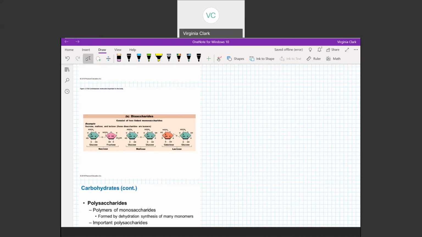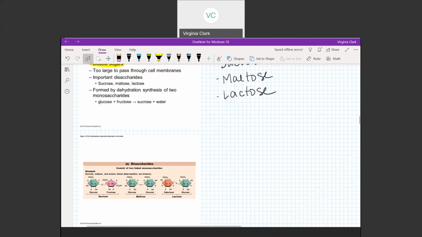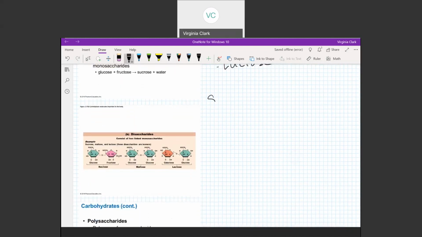Okay, so here are our disaccharides. Sucrose, I said, is one of them. When you look at sucrose, this is going to be made up of glucose plus fructose. That is how you get sucrose. Glucose plus fructose equals sucrose.